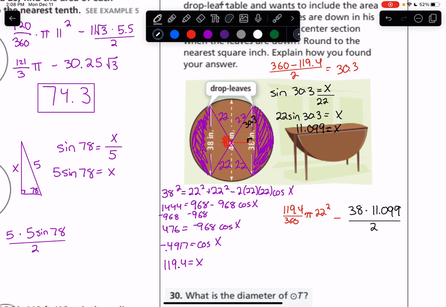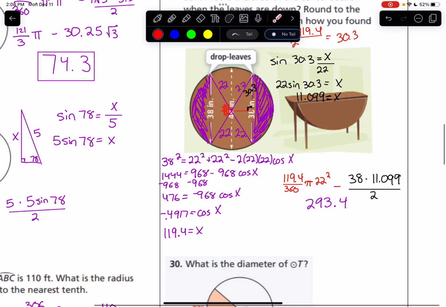So this is going to give me the area of a sector. When I put this all in the calculator, the area of the sector minus the triangle is the area of the segment. So this is the area of one leaf, is going to be 293.4. It's the area of one leaf. I want to find not the area of a leaf, but the area of the table without each of the two leaves. So I'm going to find the area of the table.